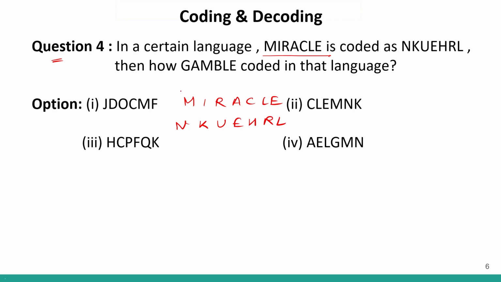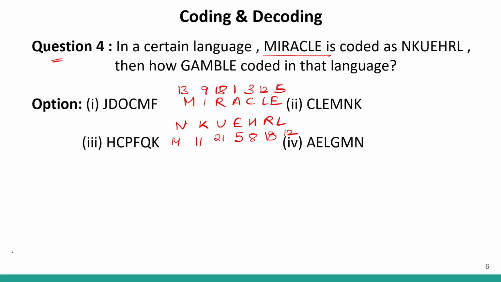So, giving them forward ranks. This is 13, 9, 18, 1, 3. L is how much? 12. E is 5. So, I will give these also rank. N is how much? 14. K is 11. U is how much? U is 21. This is 5. H is 8. R is 18. And L is 12. So, from 13 to 14 plus 1.